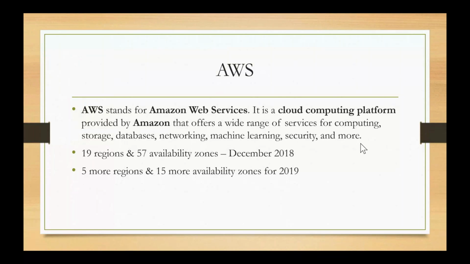In 2018, it had 19 regions and 57 availability zones. In 2019, 5 more regions and 15 availability zones were added. What are regions and availability zones? Now we can see our needs.